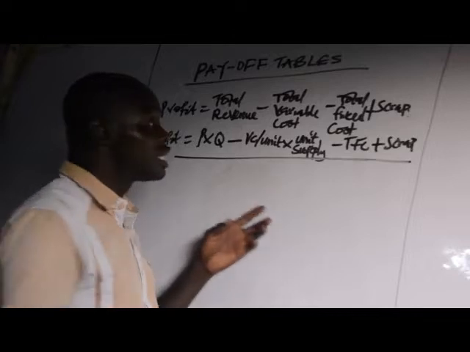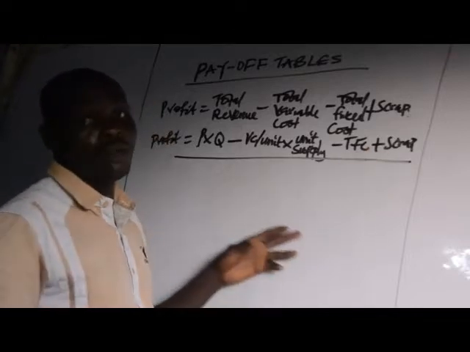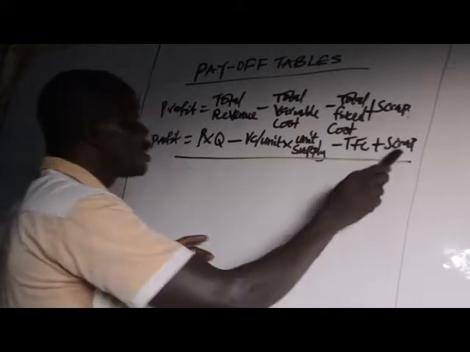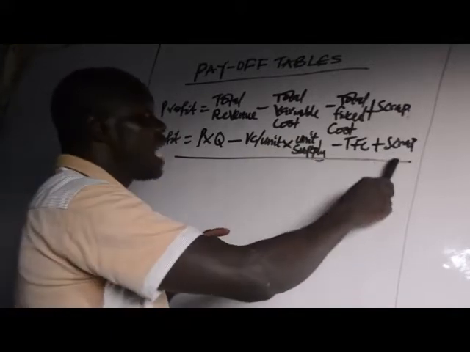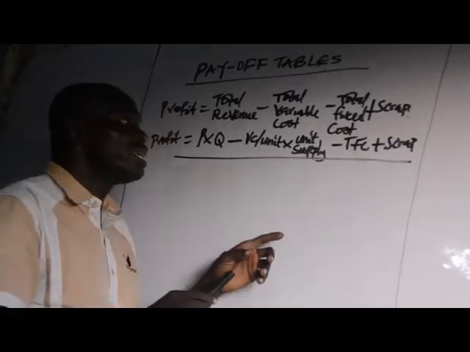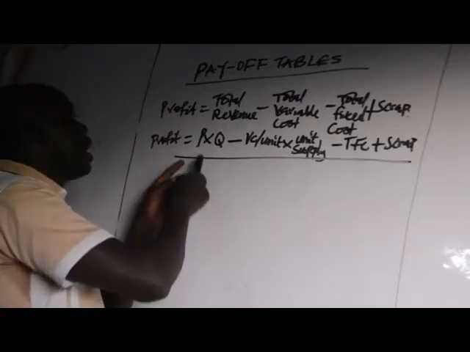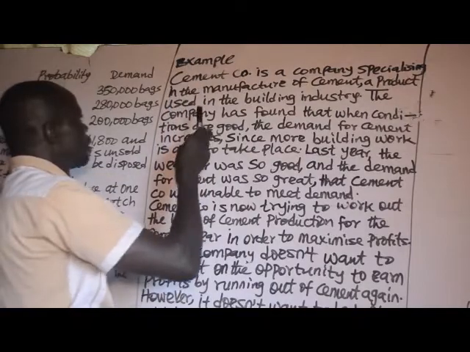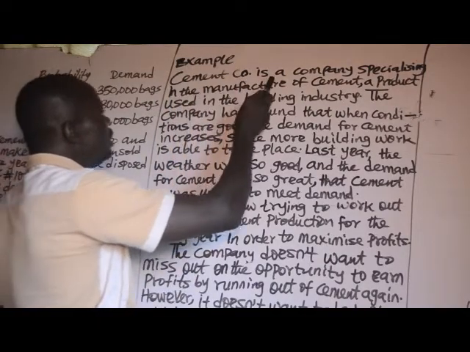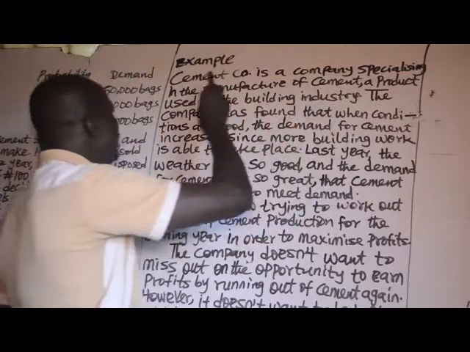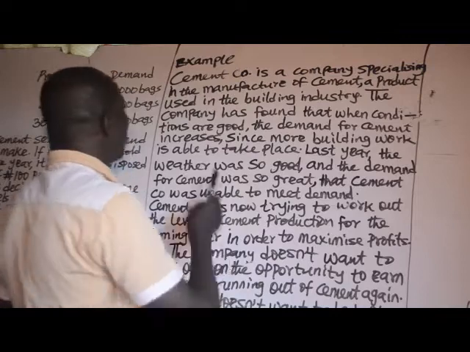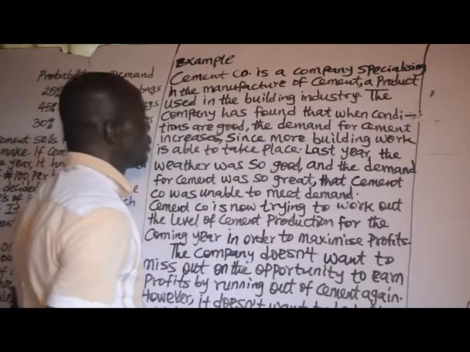A scrap is a residue with a small recoverable value. That means the amount at which the product is sold as scrap will not be up to the normal selling price of the product. Example: Cement Co. is a company specializing in the manufacture of cement, a product used in the building industry.